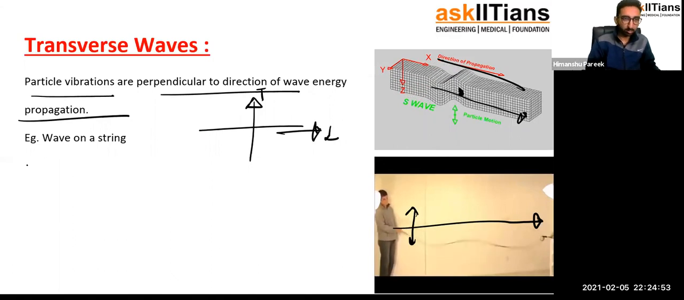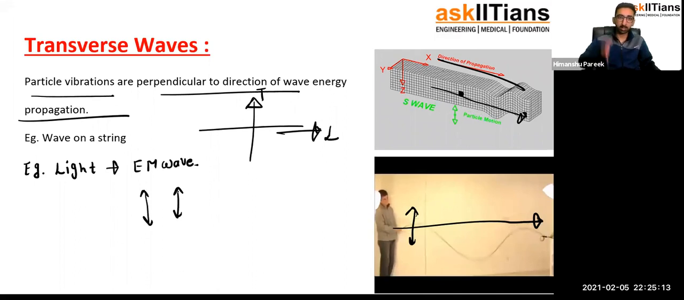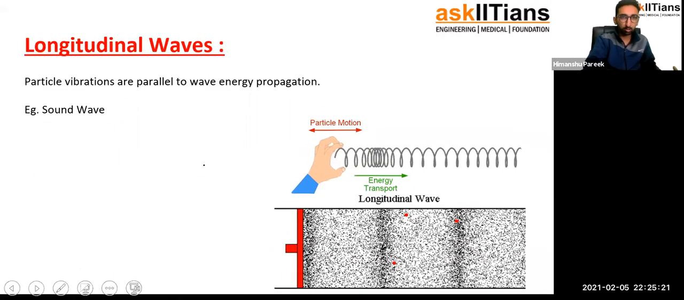I can give you one more example, though you would not understand much about it. It's called the light wave. Now light is an electromagnetic wave. So that is also a transverse wave. Their electric and magnetic fields are vibrating. All right. So that is what we call the light wave. That is also an example of transverse wave. Okay. Let's go forward with the longitudinal waves now.